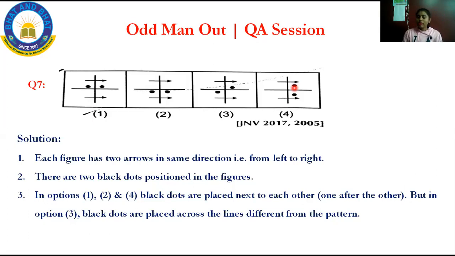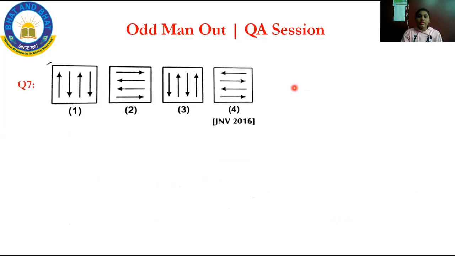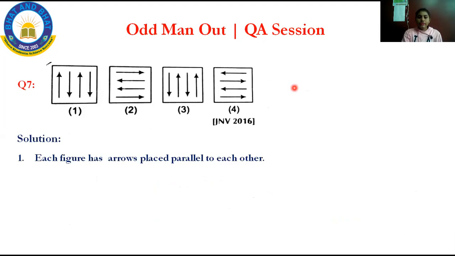Okay, we'll move on to the next question. See, the next question is different. It looks like some arrows and then some lines. Okay, let me solve this. In each of the figures, the arrows are placed parallel to each other.